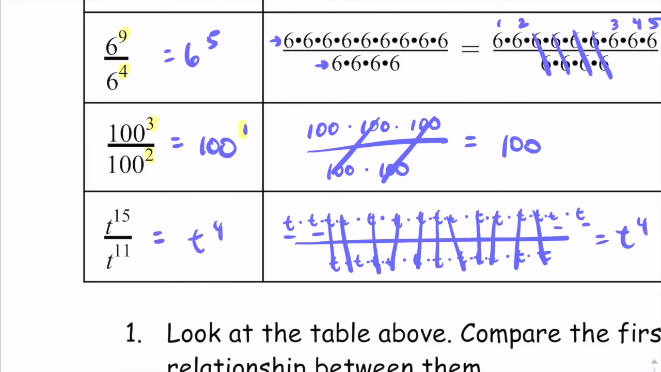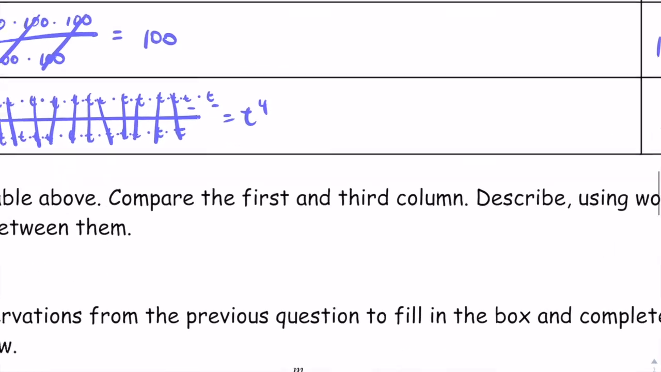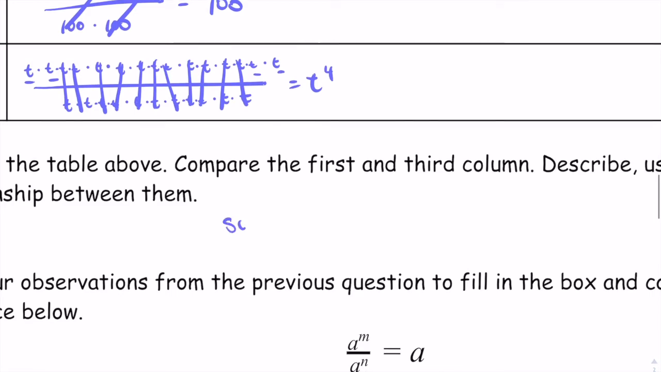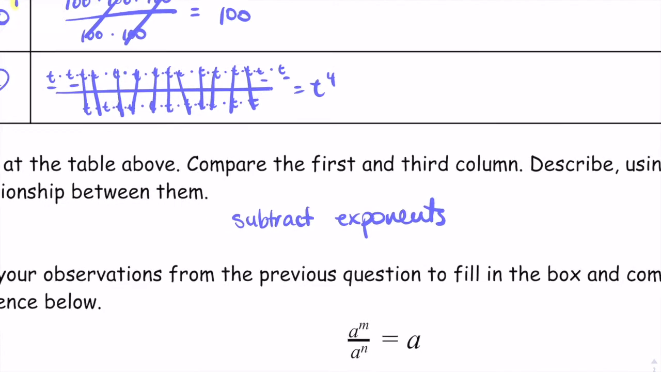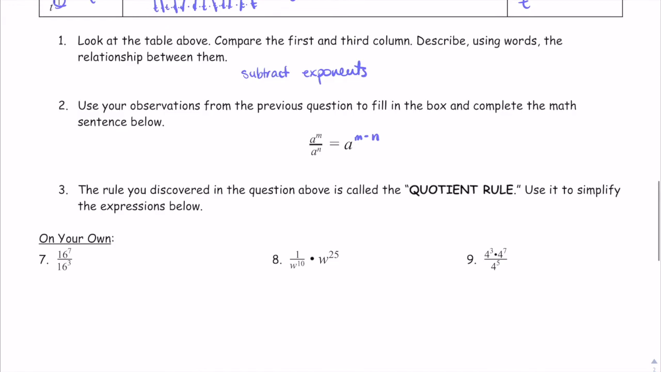Does that make sense with the rule that we just came up with? Right, 15 minus 11, you get t to the 4th power as my exponential form. So if I were to describe it, you subtract your exponents. Okay? So if I were to come up with a rule, it'd be a to the m minus n. Right? I'm going to subtract my top minus the bottom. So this is what the quotient rule is.